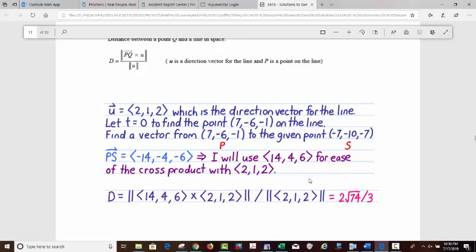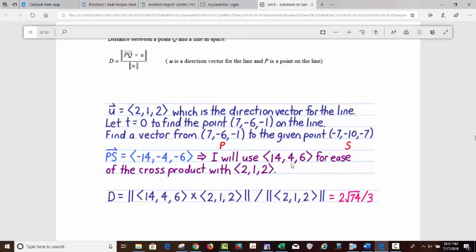Now, I just made a note here that, like I said, the direction of the vector makes no difference. Had I chosen the other order, I would have got this answer. I mentioned I just did this for cross product ease. I just went with the positive of this, 14, 4, and 6, but you don't have to worry about doing that if you don't want to.